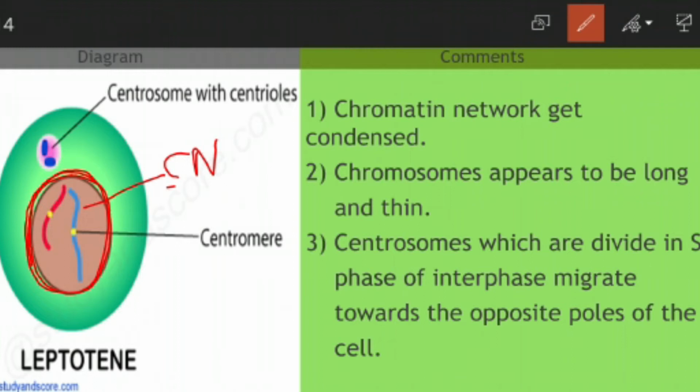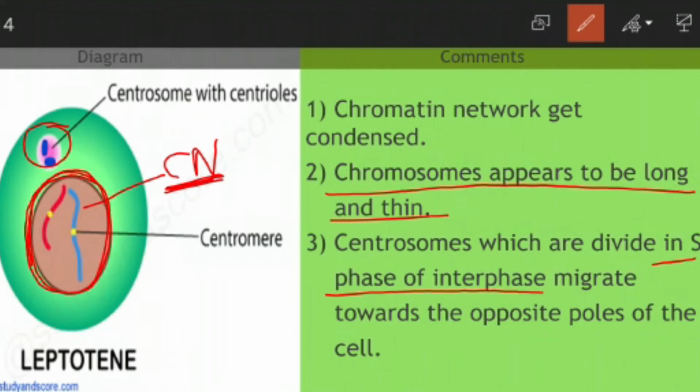What happens here? The chromatin network gets condensed and the chromosome appears to be long and thin. Just see the size of the chromosome. Now, what about the centrosome? This is the centrosome, which is already duplicated in S phase of interphase. From one centrosome, two centrosomes are already formed in S phase.